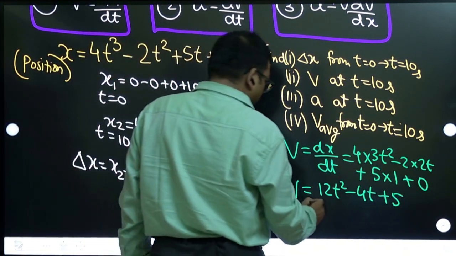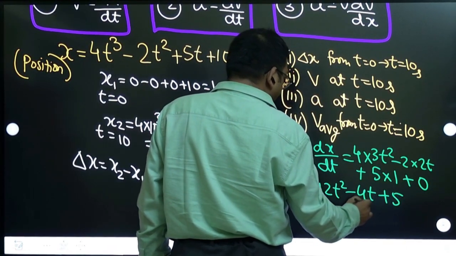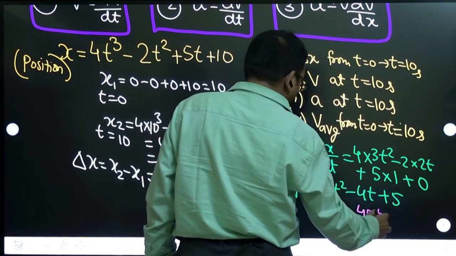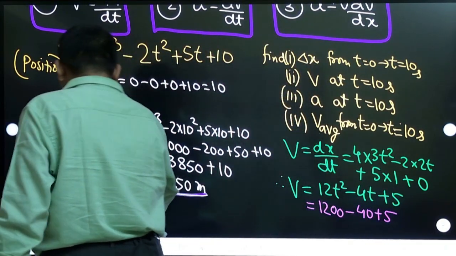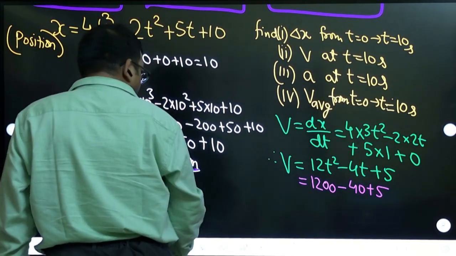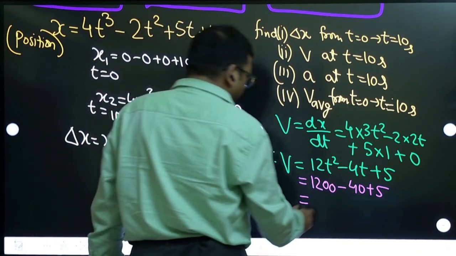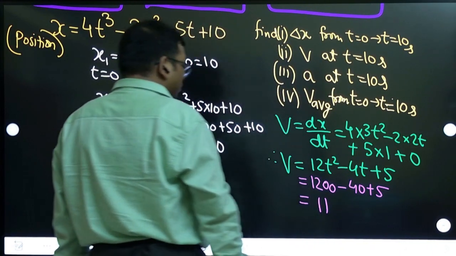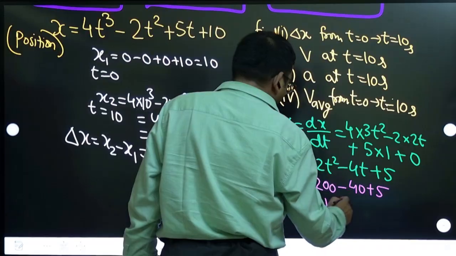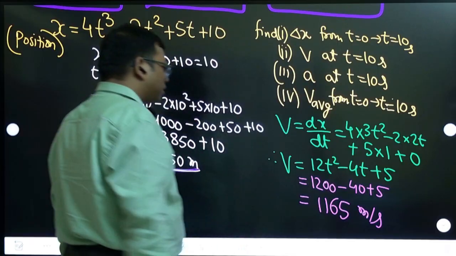Substitute 10 and get the answer. So 12 into 100, 1200 it will come. Minus 40 plus 5. So what will be the answer? Minus 35, you have to subtract. So 1165 meter per second. Correct?